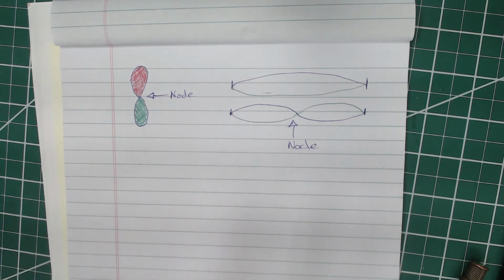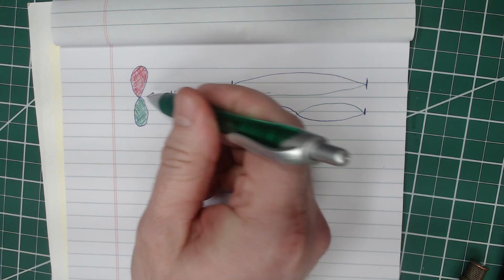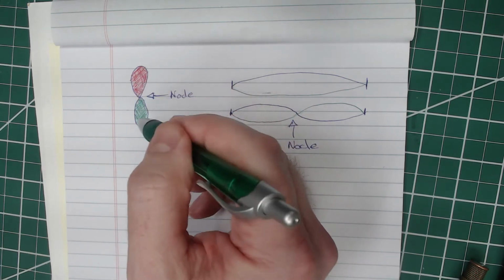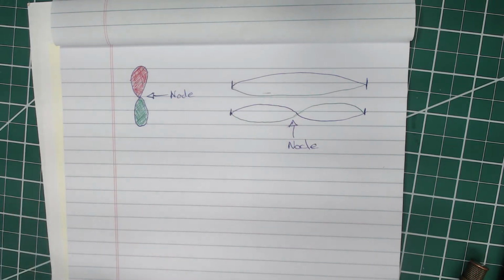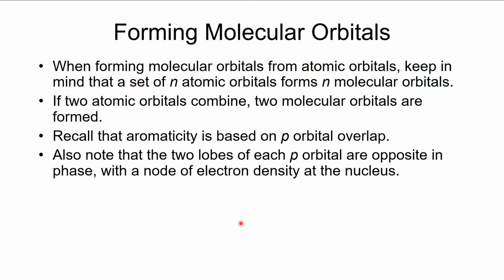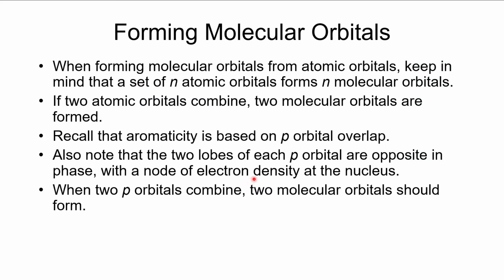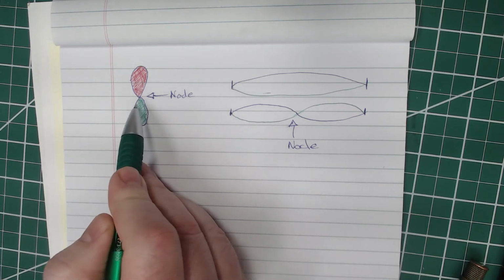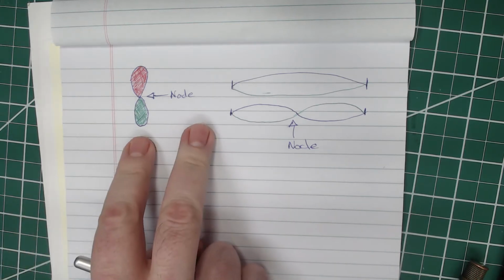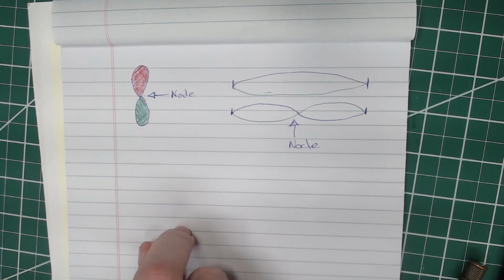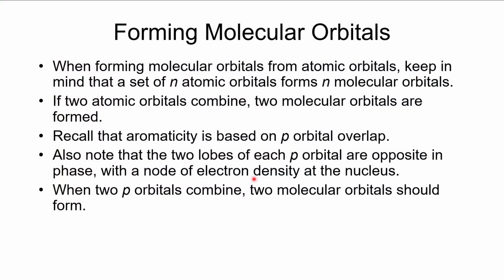Okay, so a p orbital has a node, and it has two parts, two lobes, that are in opposite phases. So let's go back to our thing, and that's what I'm talking about here. They are in opposite phases. Now, if I take two of these orbitals and combine them together, there are two ways that you can combine them. And those two different ways are going to give us our bonding and antibonding molecular orbitals.